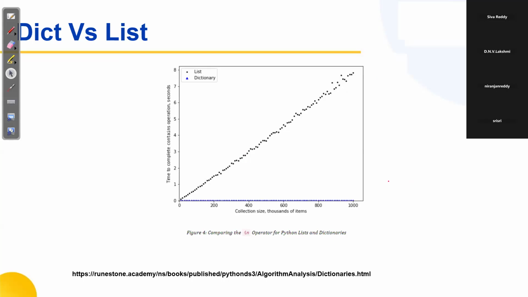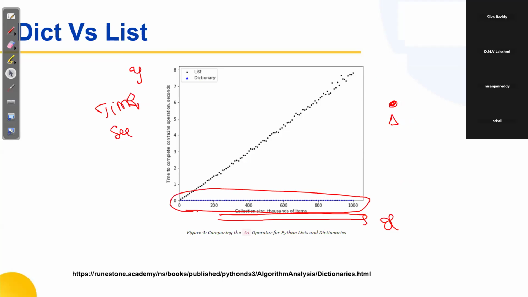Now, look at the case study. In the x-axis, I am taking the amount of data. In the y-axis, I am taking time in seconds. Students, very, very important: time in seconds. Now the list is marked with circles and the dictionary with blue triangles. See here, when the data set is increasing, dictionaries are accessed in a constant amount of time. But when the data set is increasing, the time to access the list is increasing.